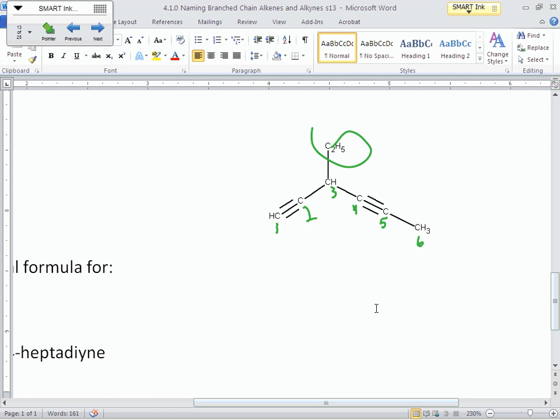So what's my base name? 1, 4. Hexa, because I need to put something before. Diene. What a great word. Hexadiene. That's fun. It's like we're learning a new language.